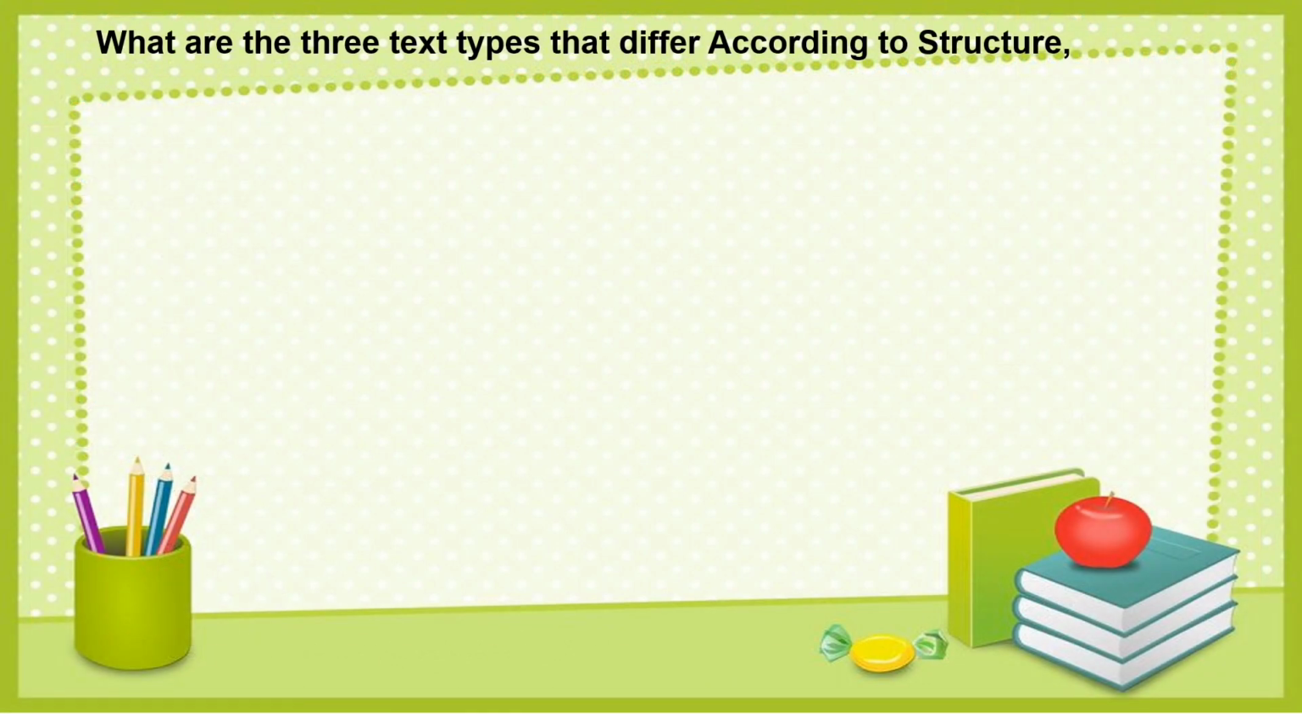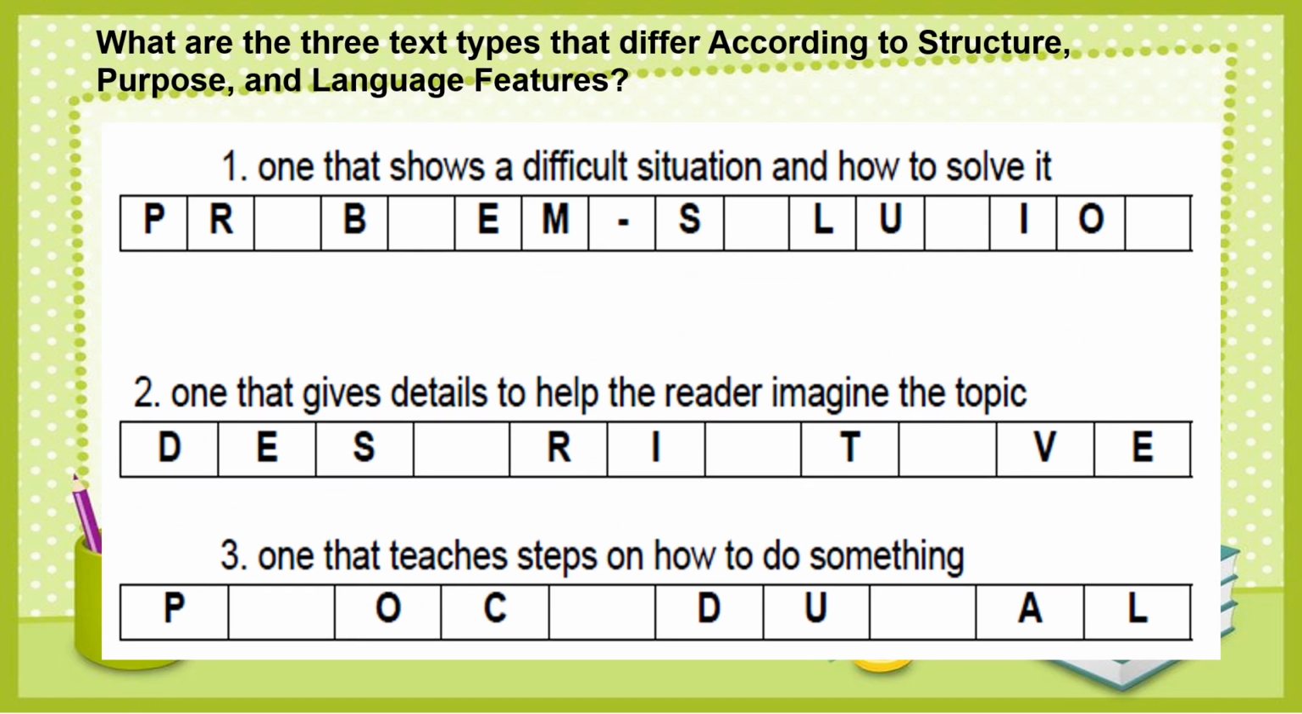What are the 3 types that differ according to structure, purpose, and language features? Okay, number 1. One that shows a difficult situation and how to solve it. What's the answer? Correct. It's problem and solution. Number 2. One that gives details to help the reader imagine the topic. Correct. It's descriptive. Number 3. One that teaches steps on how to do something. Correct. It's procedural.